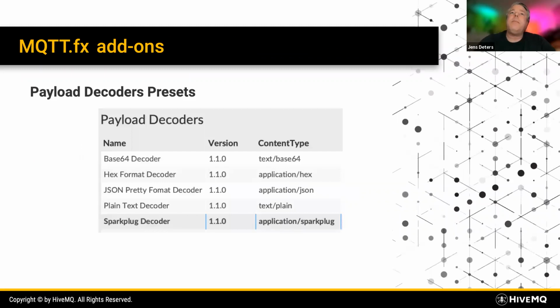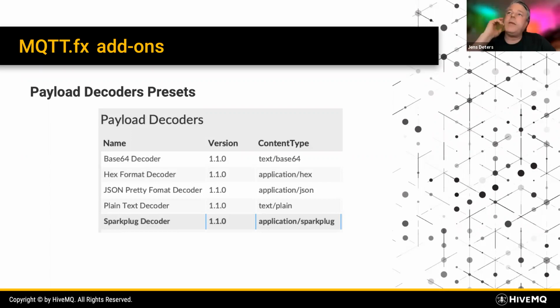So these payload decoders are a plugin interface of MQTT.fx. Payload decoders, which are shipped as presets, are these. There's a payload decoder for base64 decoding, hex format. There's a pretty format decoder for JSON content. Of course, also a plain text decoder.